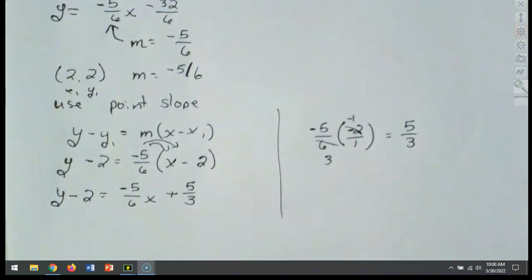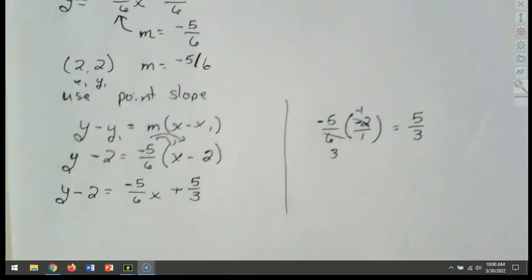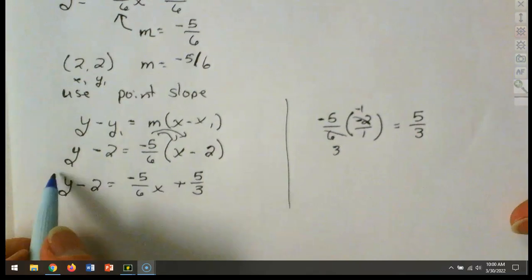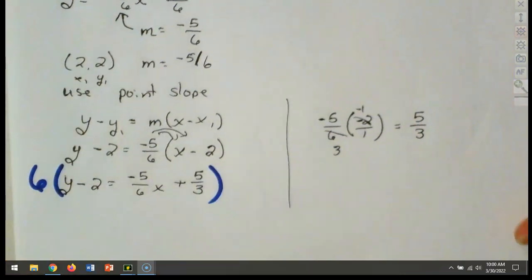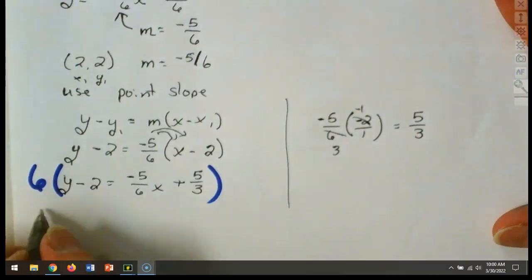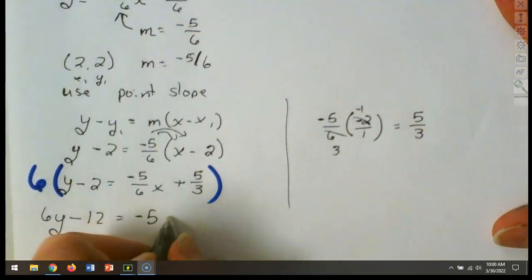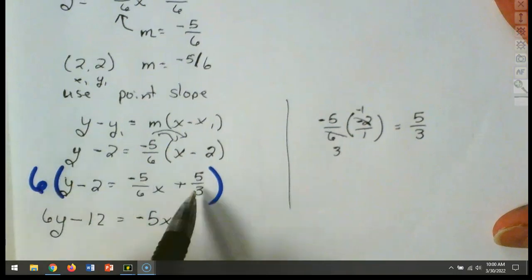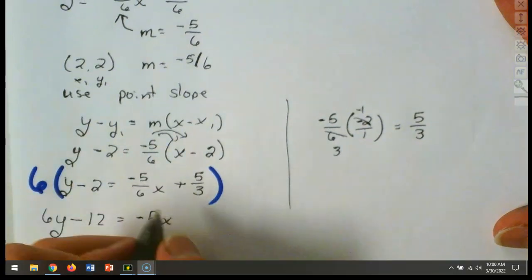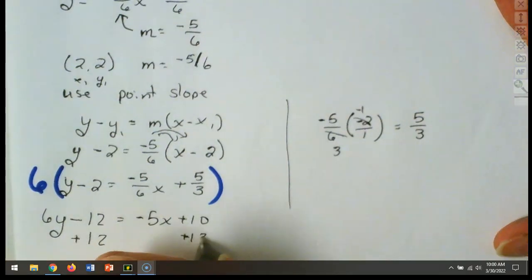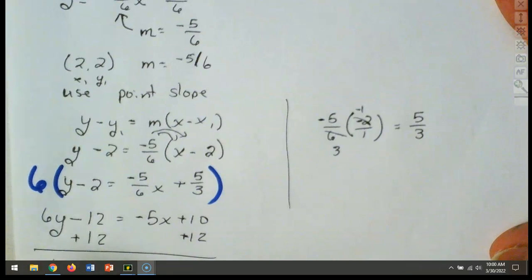Negative, negative makes it positive. You could have left it as 10/6, same thing. We want to go ahead and clear those fractions, so we'll multiply everything by 6. That's going to make it easy to work with. And that is 6y minus 12 equals negative 5x. And 6 divided by 3 is 2, times 5 makes it a 10. We'll add that 12 over. And 6y equals negative 5x plus 22.